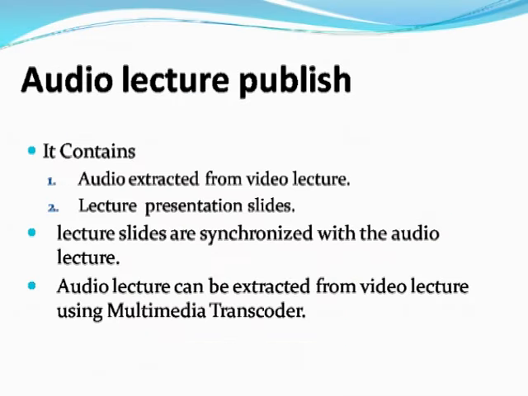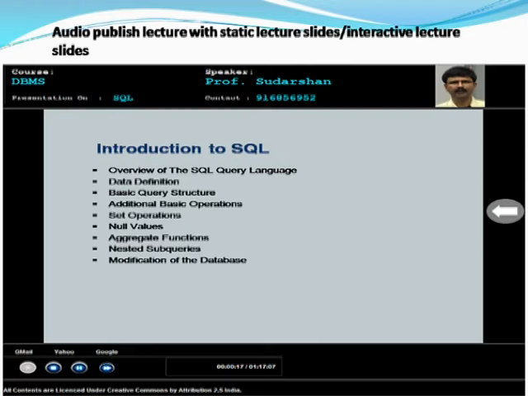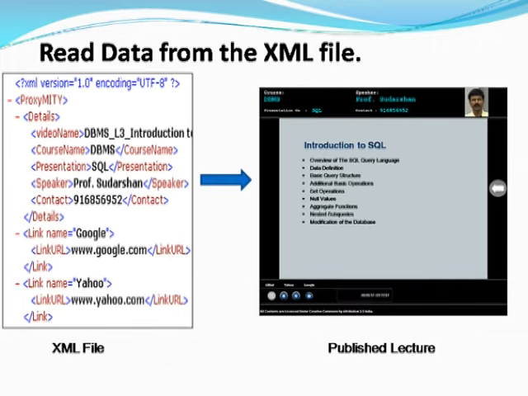And as is obvious, the audio lecture consists of the professor's audio, which is extracted from a video using a multimedia transcoder. It also consists of lecture slides. Lecture slides are synchronized with the audio lecture, as was explained by Vivek and Ajay. So how do we get the data, like the professor name and all? It's read from an XML file. This is how it's read. If you see it properly, you can see a course name.